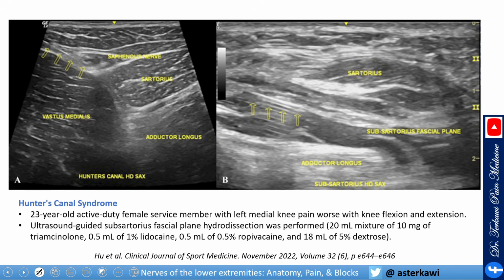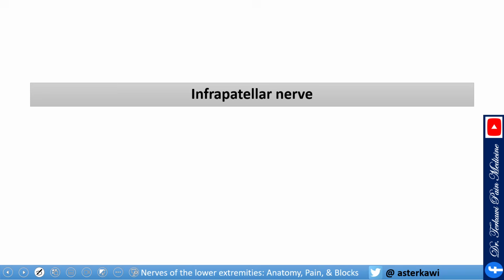Okay, so here is a chronic pain patient who presented with Hunter canal syndrome, which is an entrapment of the saphenous nerve in the canal. And this shows you how they treated it with hydrodissection around the nerve.